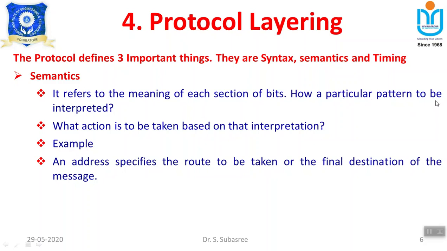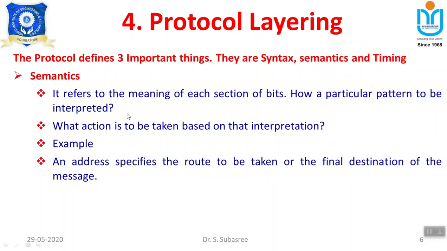How a particular pattern is to be interpreted: how the system or any devices, intermediate devices, routers or switches, when it receives any data, has to identify whether it is a sender address, a receiver address, or data. That is called interpretation.